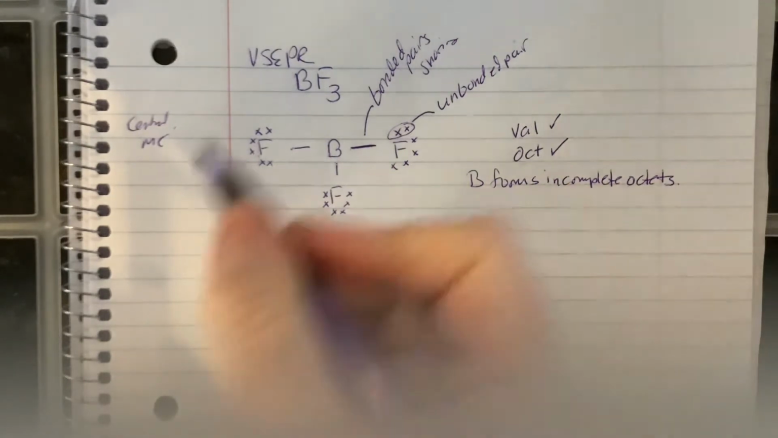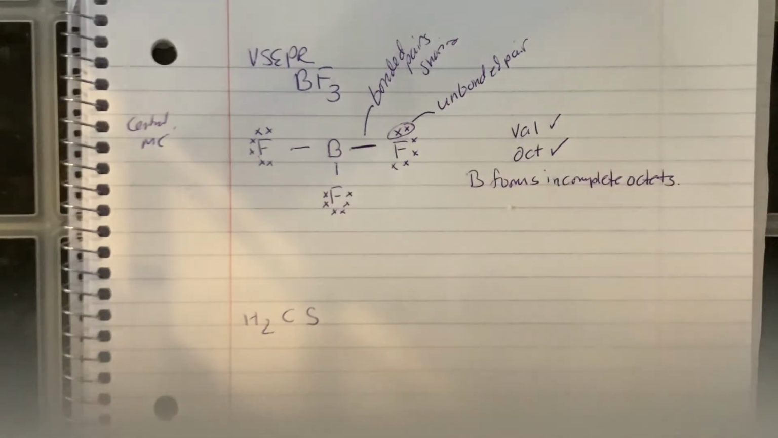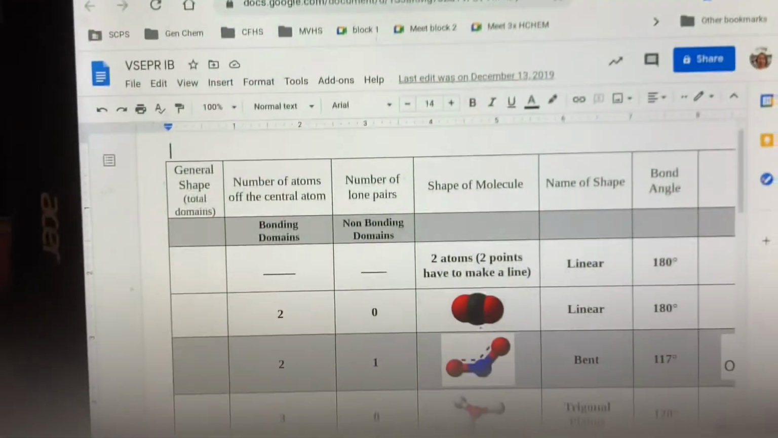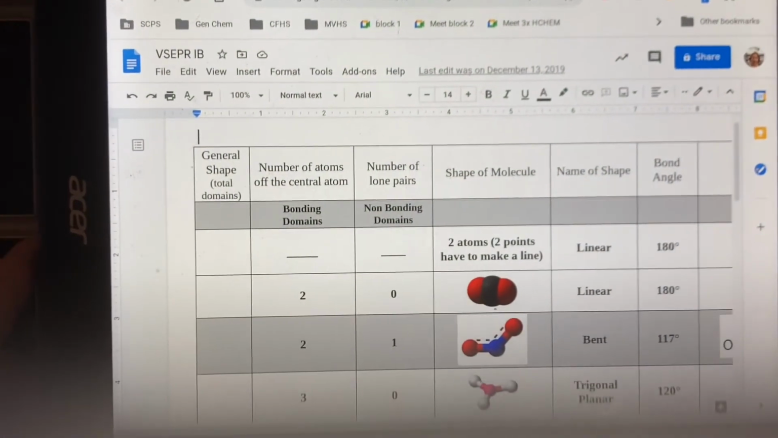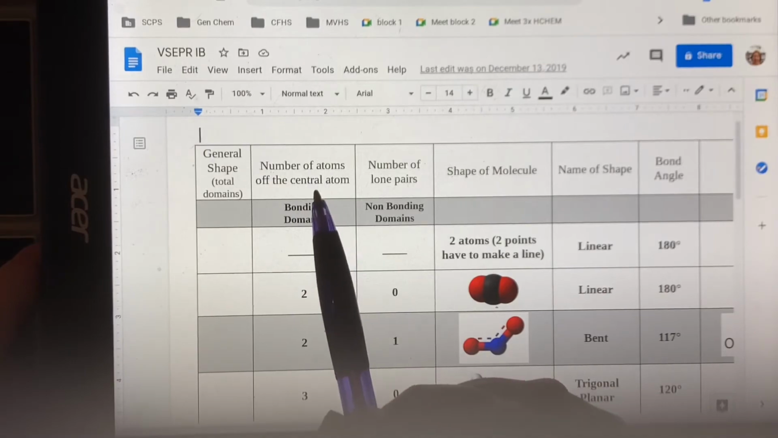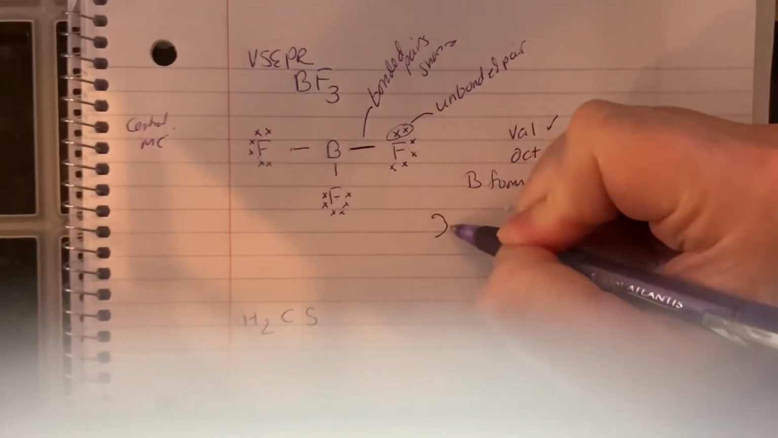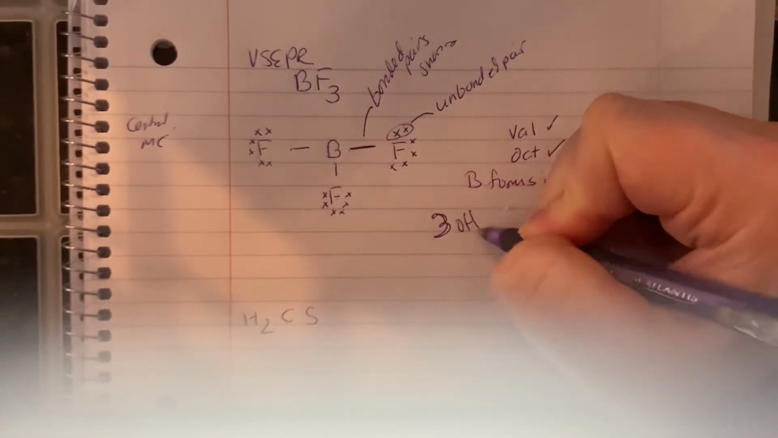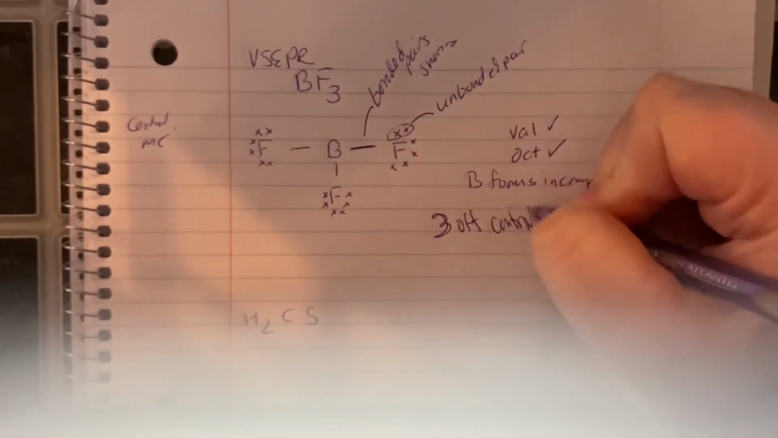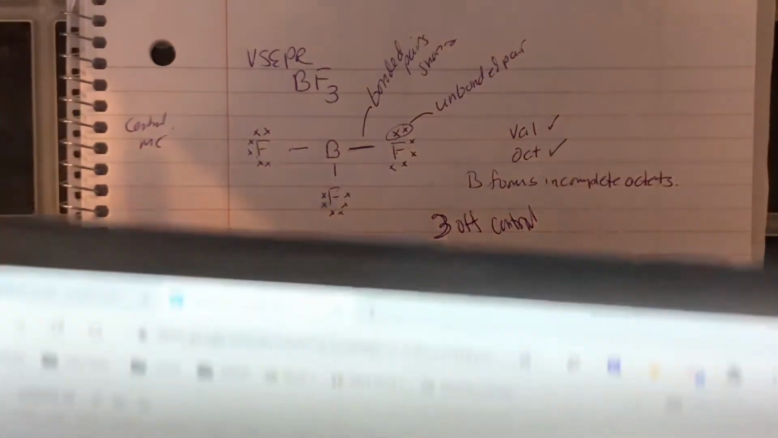So now I have that. Now I have to code it off of my VSEPR chart. So I have my VSEPR chart here. Number of atoms off the central atom means how many atoms minus the center. I have 4 atoms total, so I have 3 outer atoms, because they are bonded off of the central atom.